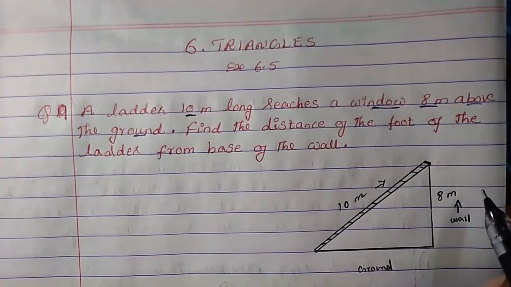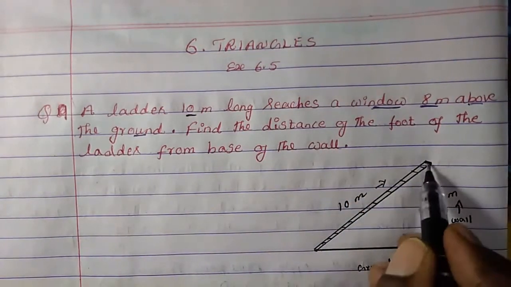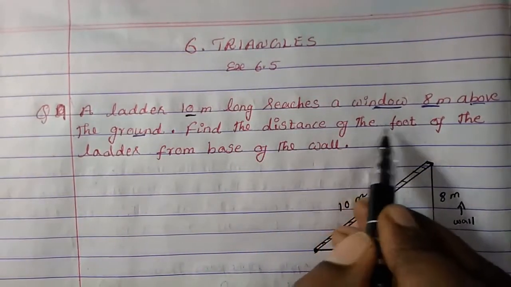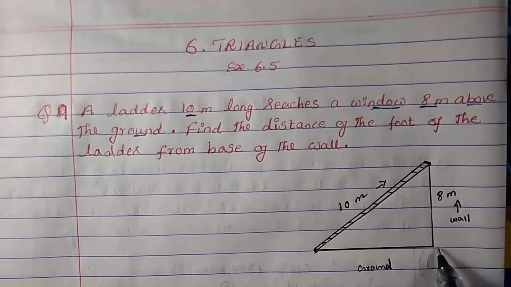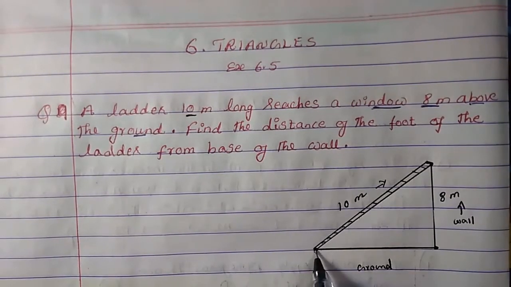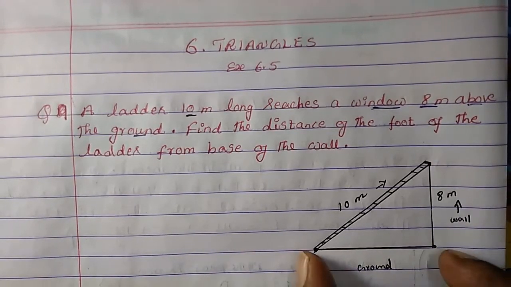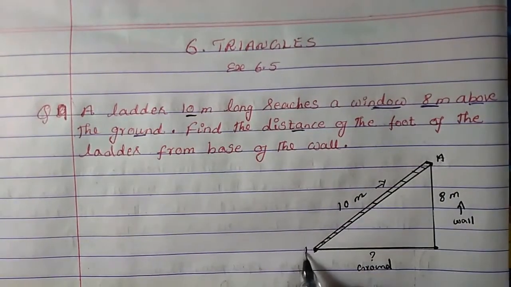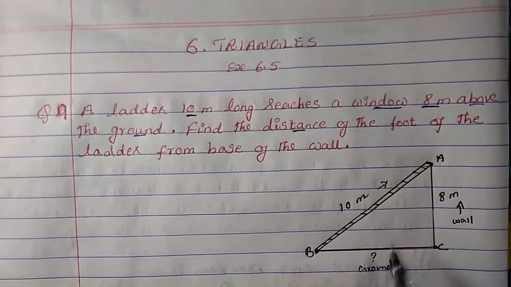So what we have to find out? We have to find the distance of the foot of the ladder. So this is the foot of the ladder. So distance of the foot of the ladder from base of the wall. So this is the wall here. So wall base is here. So from the foot of the ladder to the base of the wall, this is the distance we have to find out. So let's name it: maybe this is A, B and C. Okay, I hope it is clear to you.